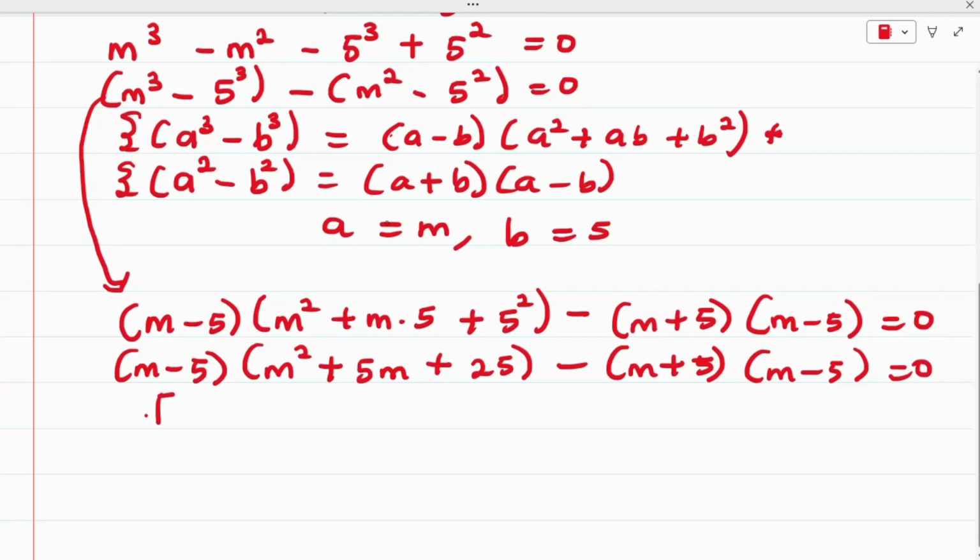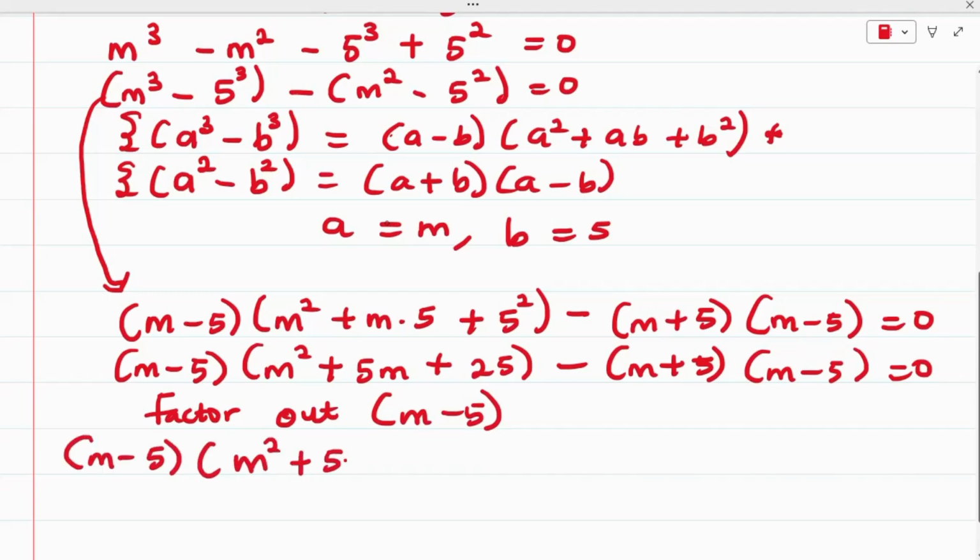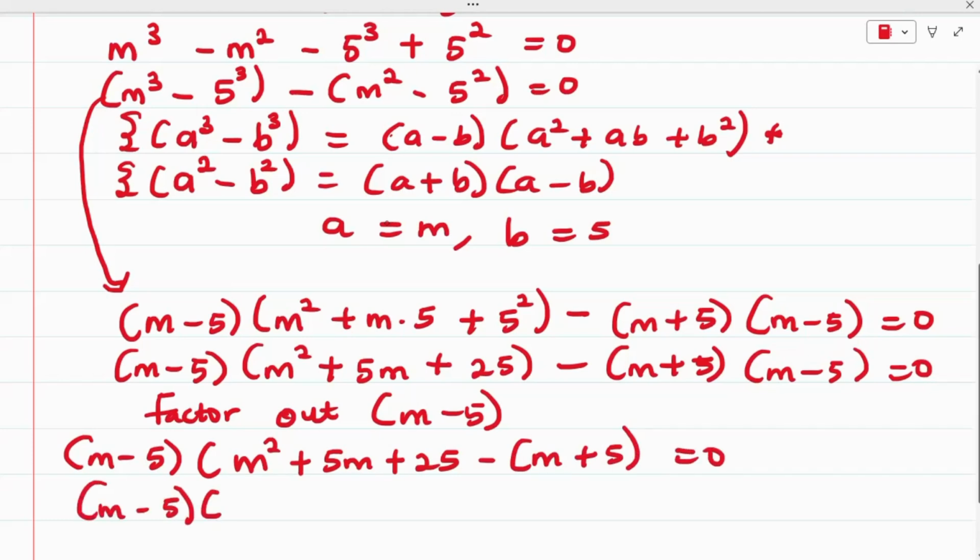So we want to simply factor out the common term, and the common term we have right here is m minus 5. So if we factor out m minus 5, we are going to have m squared plus 5m plus 25. Then if we factor out this, we have this to be m plus 5, and this is equal to 0. So we have m minus 5 into m squared plus 5m plus 25. So open up this bracket, we have minus m minus 5, and this is equal to 0.